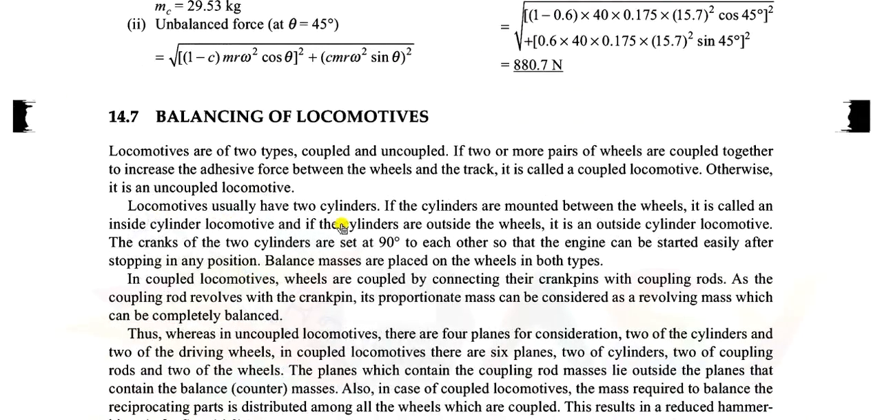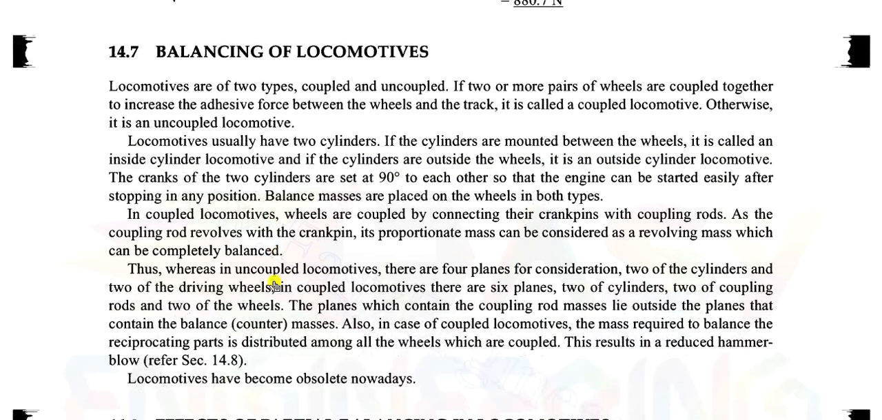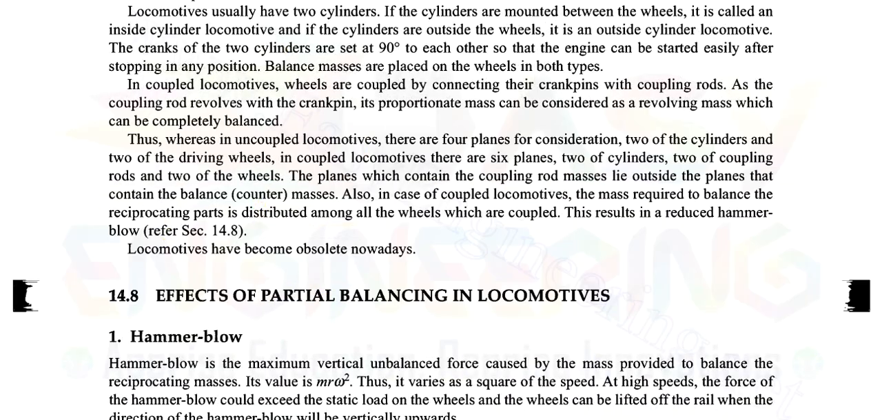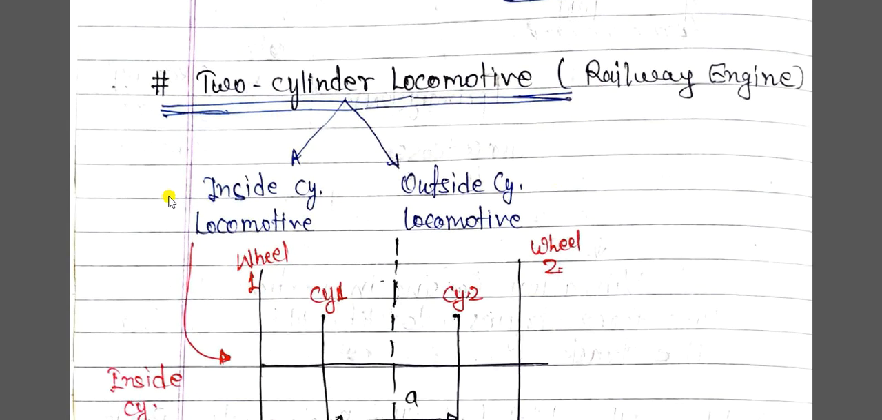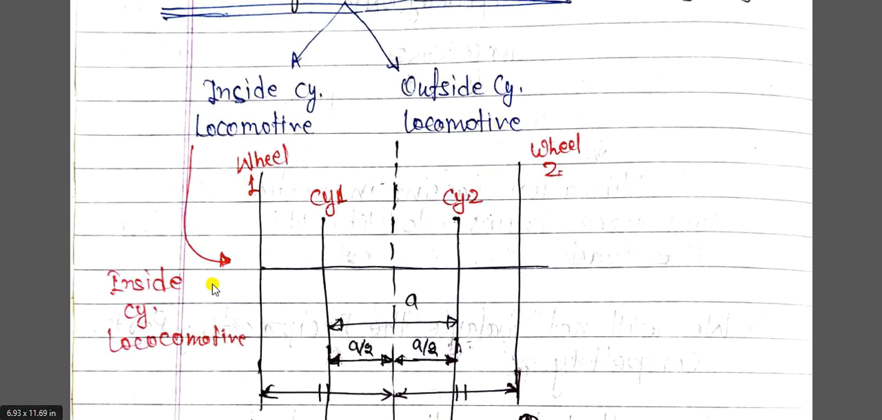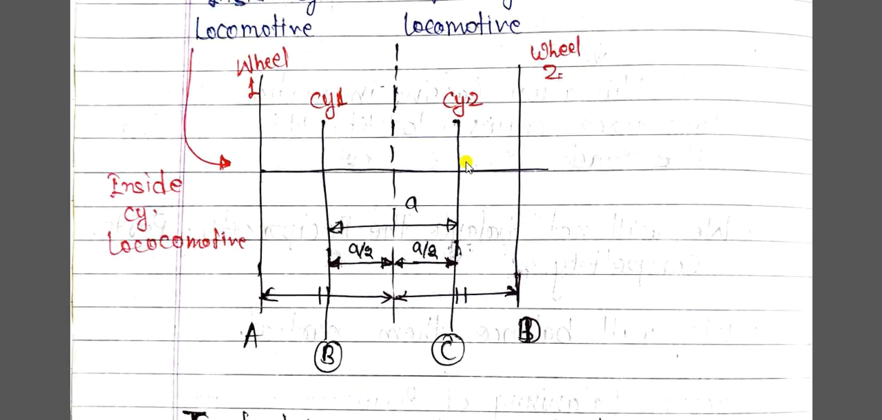Locomotives usually have two cylinders. If the cylinders are mounted between the wheels, it is called an inside cylinder locomotive, and if the cylinders are outside the wheels, it is an outside cylinder locomotive. If you see this in my notes, here you will find two cylinder locomotives: inside cylinder locomotive and outside cylinder locomotive. If the wheels are outside and the cylinders are inside, then you call it an inside cylinder locomotive, and if opposite, you call it an outside cylinder locomotive.